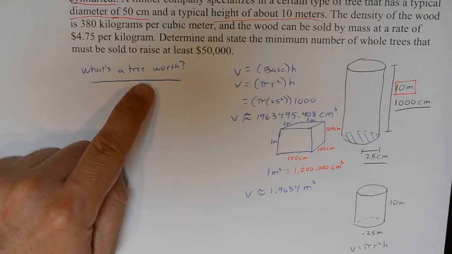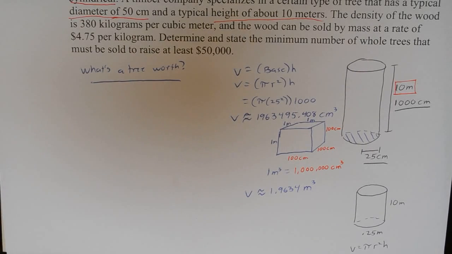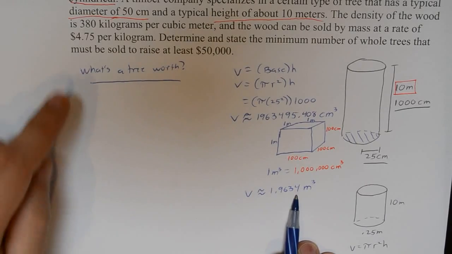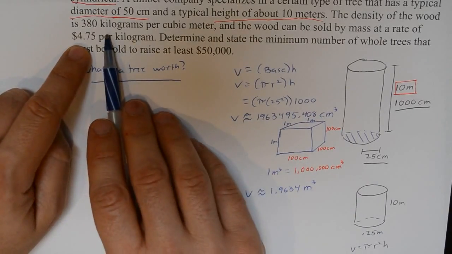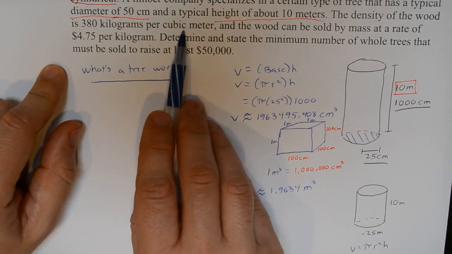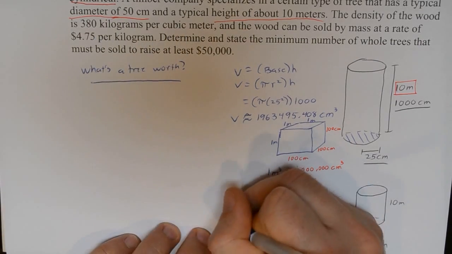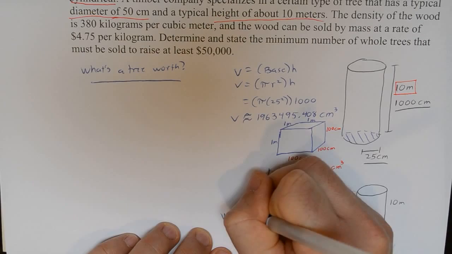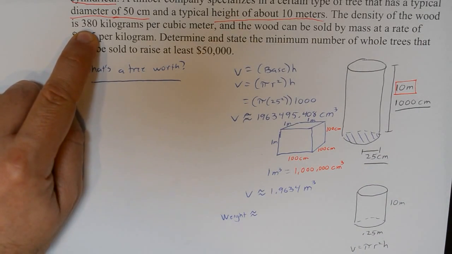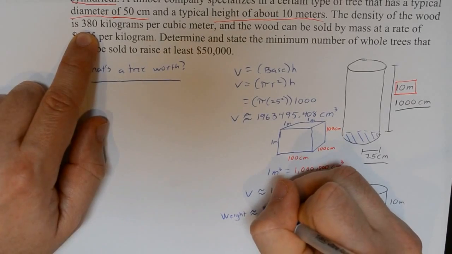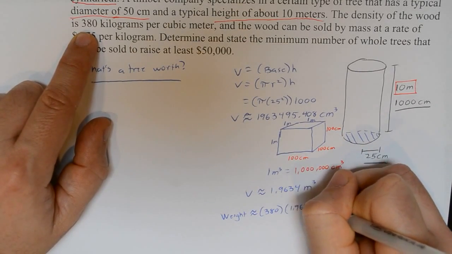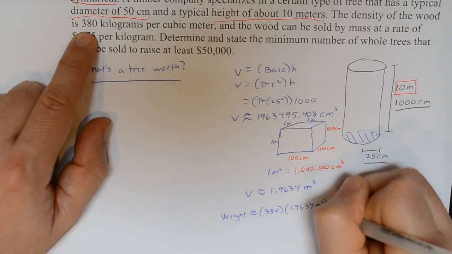So what's a tree worth? I still don't know. I know that a tree is about 1.9634 cubic meters, but what's it worth? Well, let's see. The density of the wood is 380 kilograms per cubic meter. So what's the weight of a tree? Well, if it's 380 kilograms per cubic meter, that means that the weight is about 380 times 1.9634, etc. cubic meters, right?